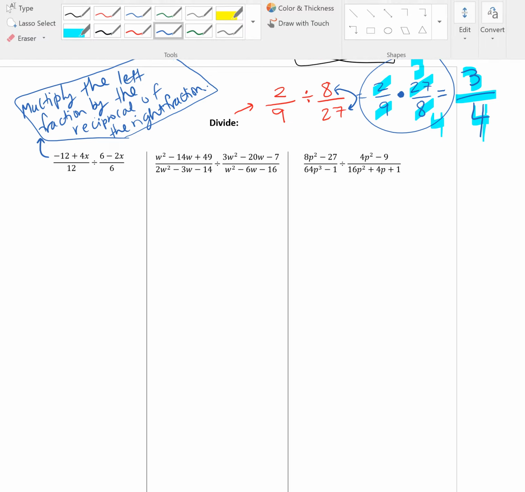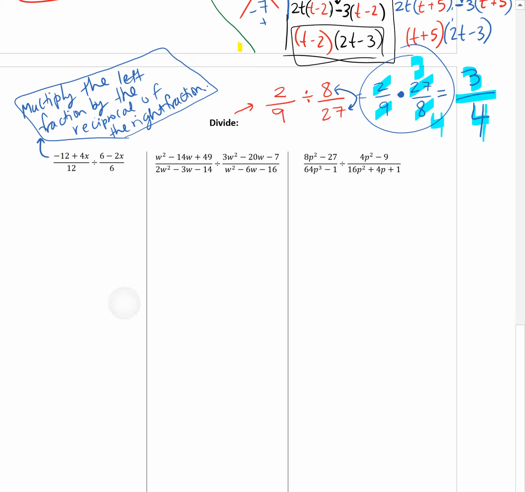Okay, let's try that for this very leftmost one. The left fraction is going to stay the same. It's negative 12 plus 4x over 12. And now I'm multiplying by the second fraction upside down, the reciprocal, 6 over 6 minus 2x. Okay, and definitely don't be tempted. This 6 and this 6 cannot cancel. This 12 and this 12 cannot cancel.